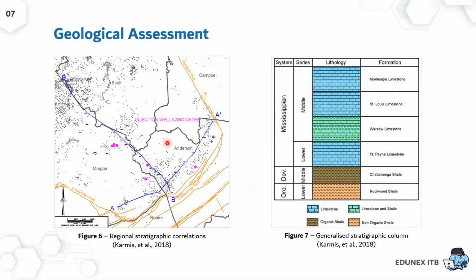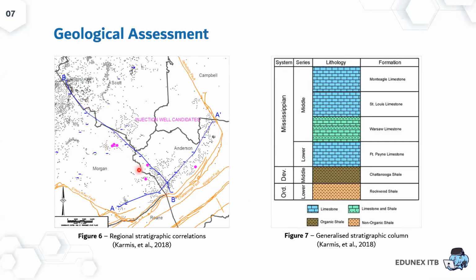Okay, as a part of geological assessment, we can see the regional stratigraphic correlation in figure 6 here. This line indicates a strike-oriented line, or we can also call it correlation A prime. And what about this line?